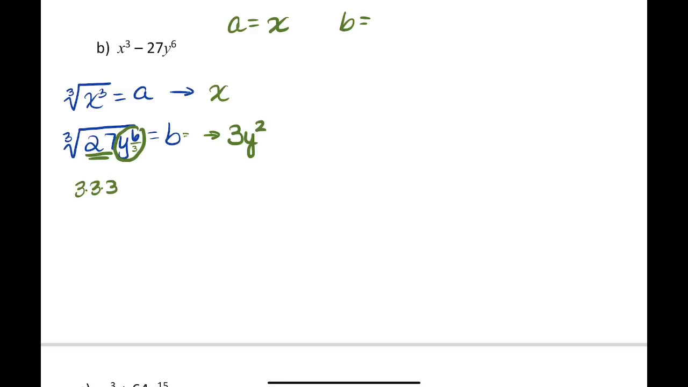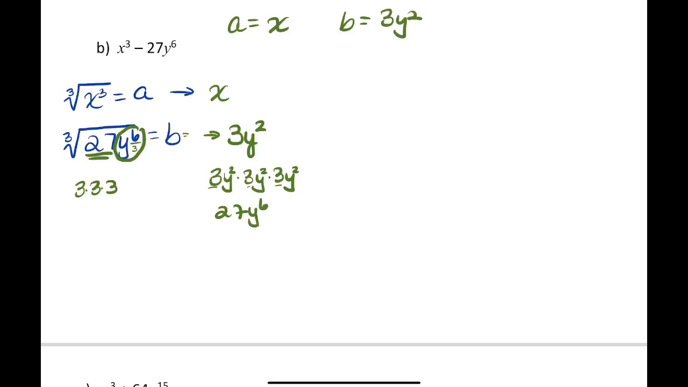So that's what you get. So you get 3y squared. So what you want to do is 3y squared times 3y squared times 3y squared. Well, 3 times 3 times 3 is 27. Y squared times y squared times y squared is y to the 6th. So that all checks out right there.